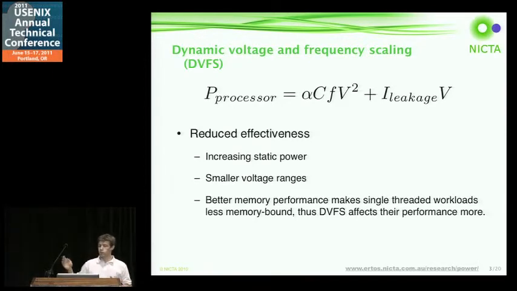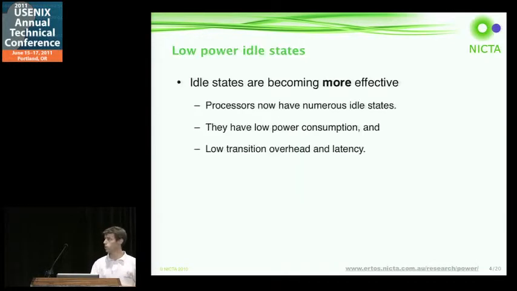Now, I presented at Hot Power last year and told everybody about how DVFS is becoming less effective. And that's because static power is increasing, so the right-hand term is going up, and the left-hand term is actually going down. As we get smaller transistors, we can use smaller voltages. And the static power actually increases exponentially. So you get this problem where the diminishing returns from reducing the frequency mean that you don't get as much energy saved. And better memory performance is actually also having an effect on this as well, because single-threaded workloads have a much wider pipe which they can access memory, so there's fewer opportunities to scale the frequency down without significantly impacting their performance.